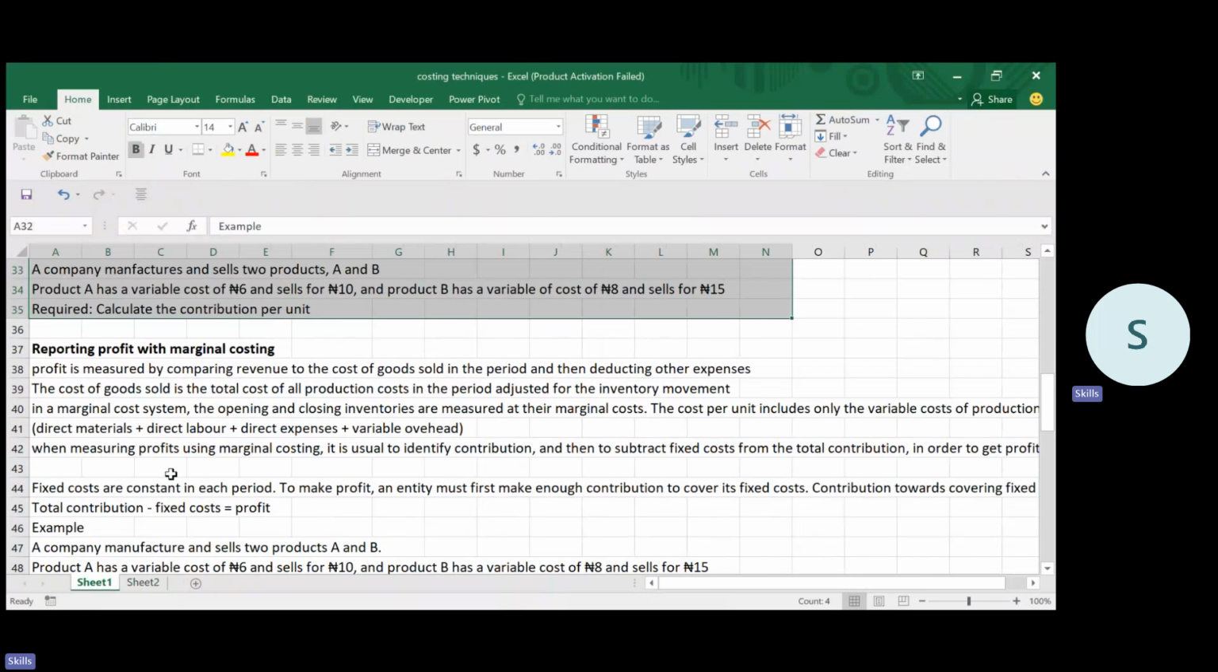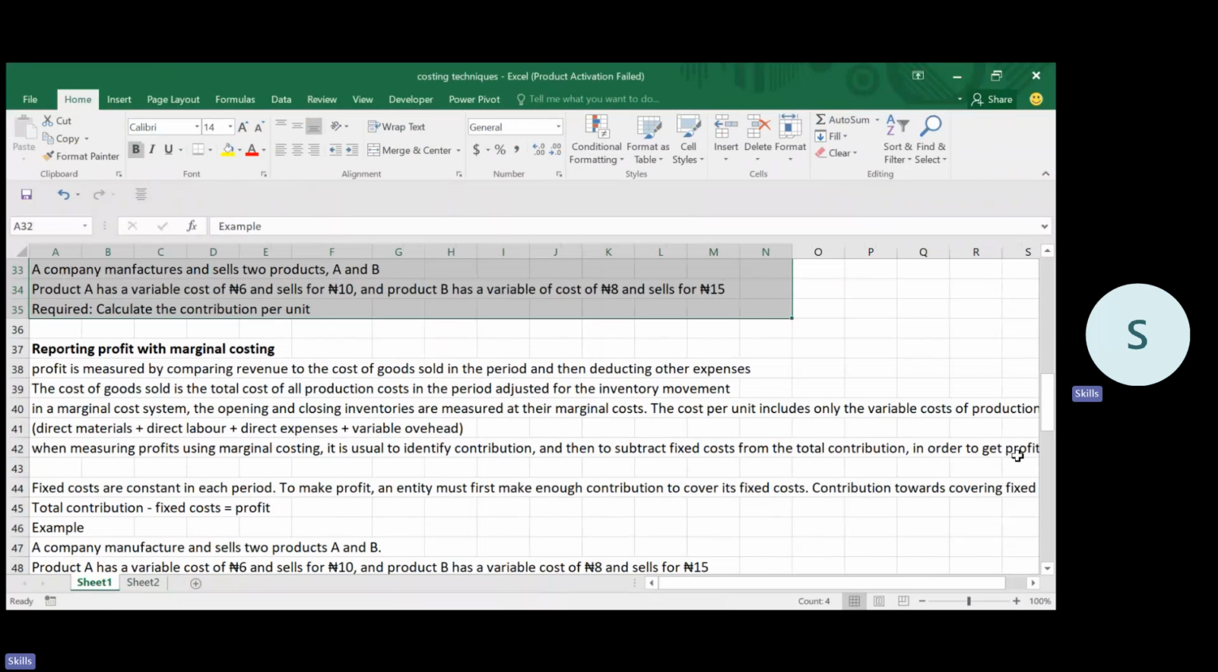Then when you are measuring profit using marginal costing, it is usual to identify the contribution, and then to subtract fixed costs. If you determine your contribution, you now remove fixed costs from the total contribution in order to get profit. The remaining balance will be your profit or loss.